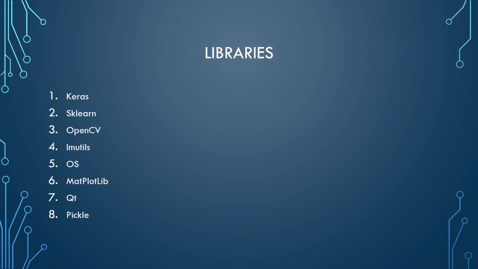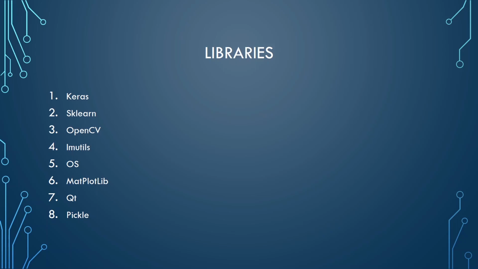OpenCV is a library to process the image, to save the image, to get the image. If you wanna do something with the image, you have to use OpenCV actually. The imutils library is about images like OpenCV. We are going to use it for sorting our image data. We are gonna see all of them in the code part.